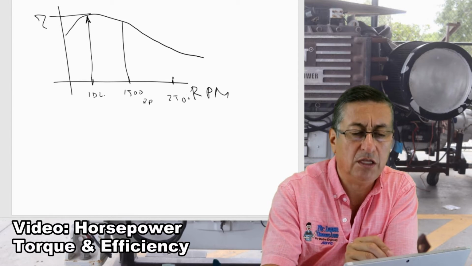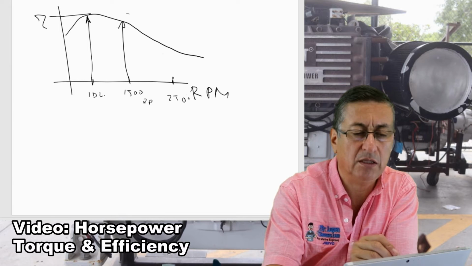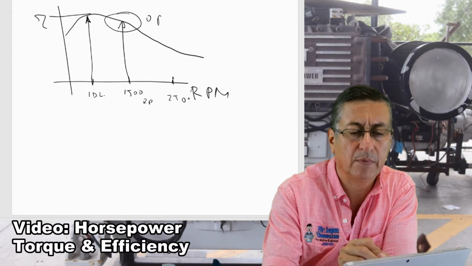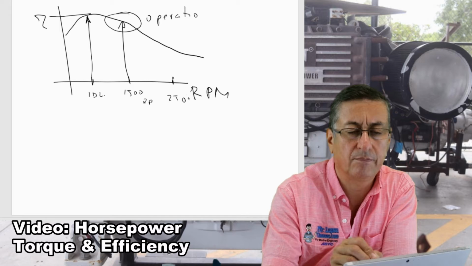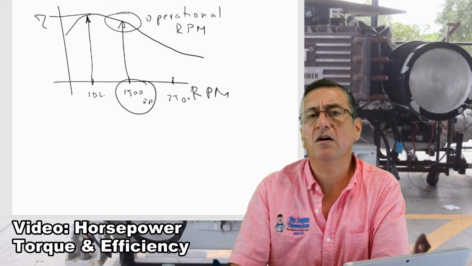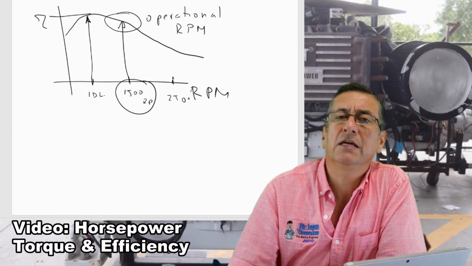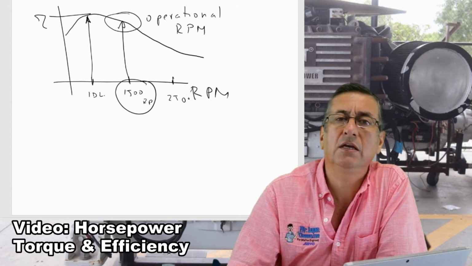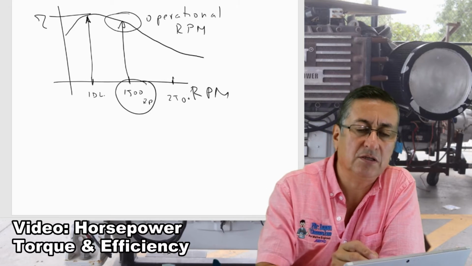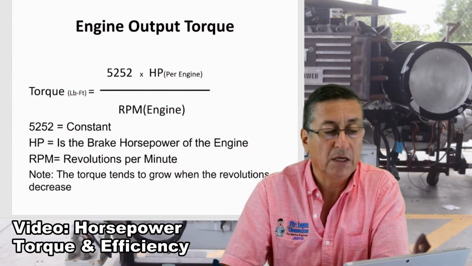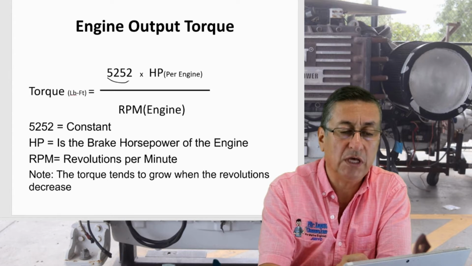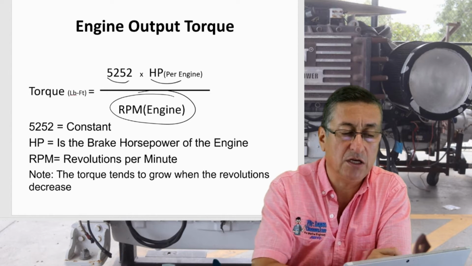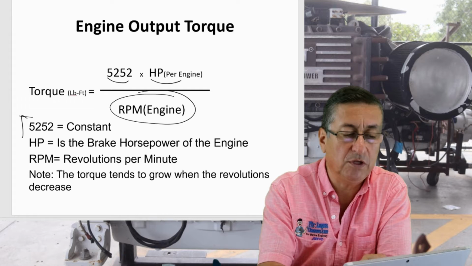And normally the majority of the manufacturers recommend this as the operational RPMs. The majority of the boats recommend accelerating the engine in between 1400 and 1800 RPMs. This is the operational range. This is the formula. Torque is equal to 52 times the horsepower divided by the engine RPMs. Don't forget, 52 is a constant.